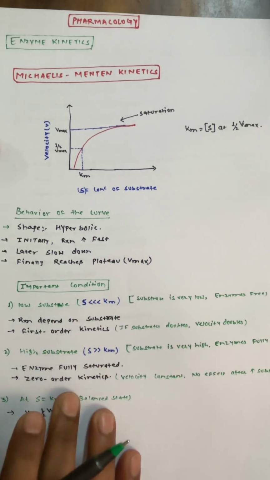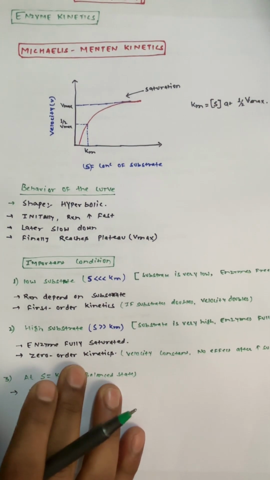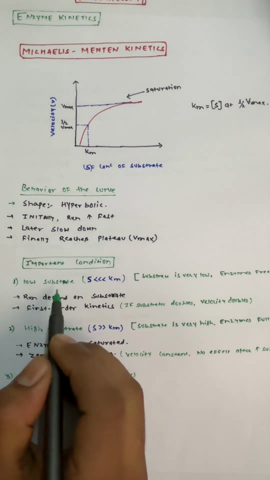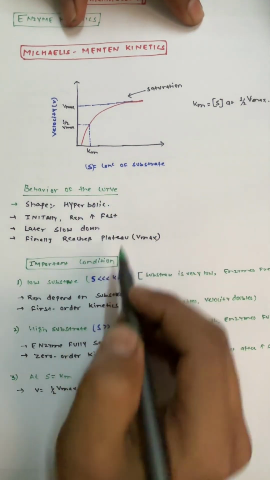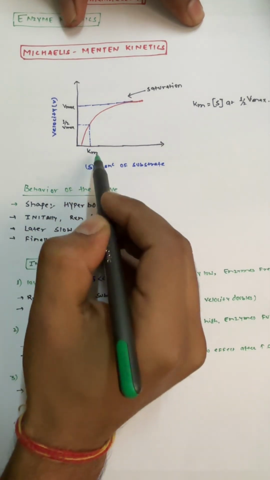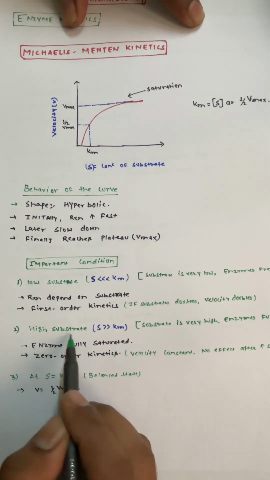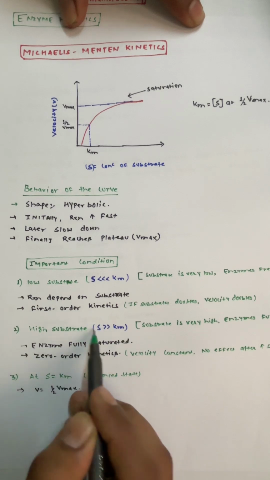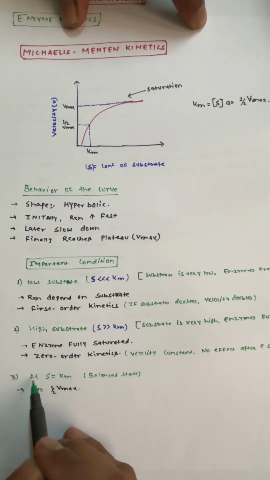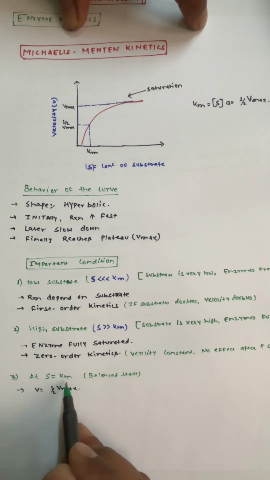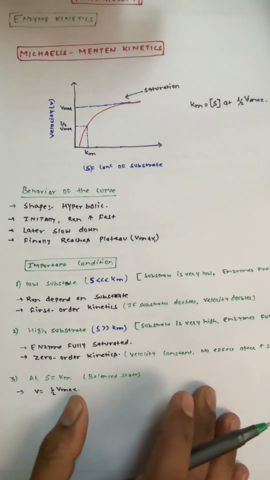Now we'll talk about some important conditions. When the concentration of substrate is very low compared to Km; when the concentration of substrate is very high in comparison to Km; and we also see a condition when the substrate is equal to Km. Let's see one by one.